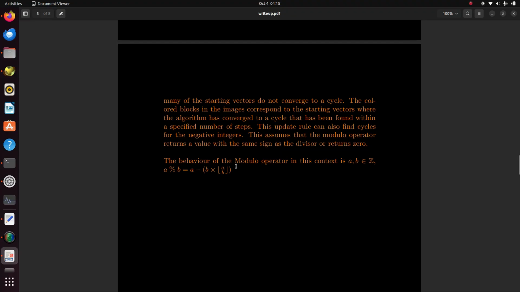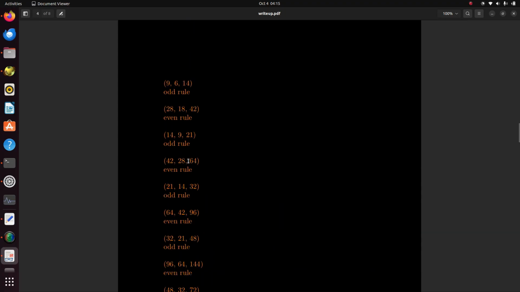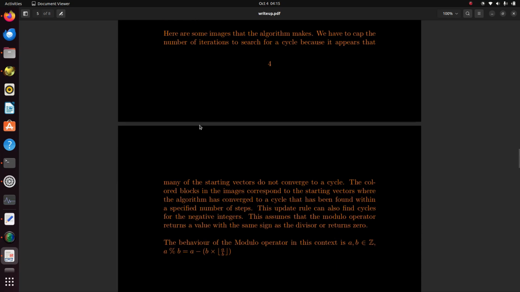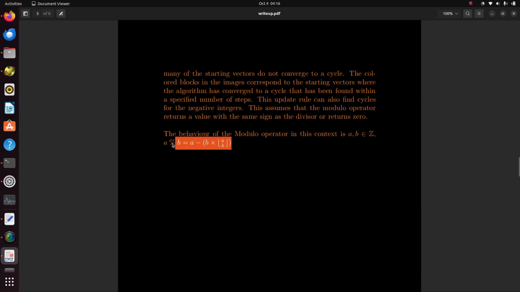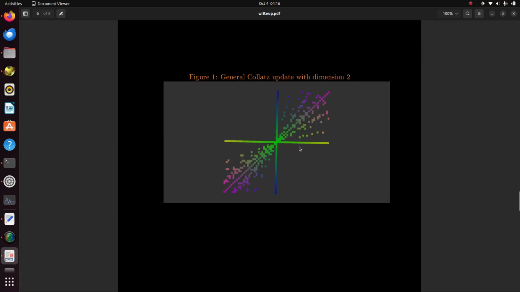Something to note is that this works in the negative case, so we can do this with negative numbers in the vectors, as long as they're all negative or all positive. I've noticed that if you have a mixture of positive and negative numbers, that doesn't work. But if you have them all negative or all positive, that works. And this is Python's definition of its modulo operator. So if a and b are integers, a modulo b is equal to a minus b times the floor of a over b. Fairly straightforward. This is the two-dimensional case.